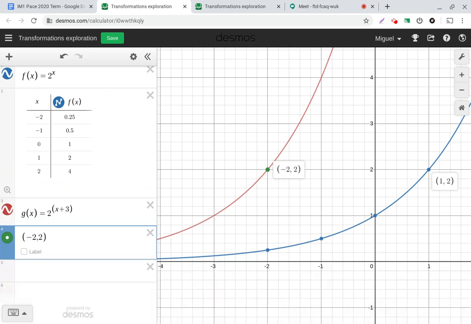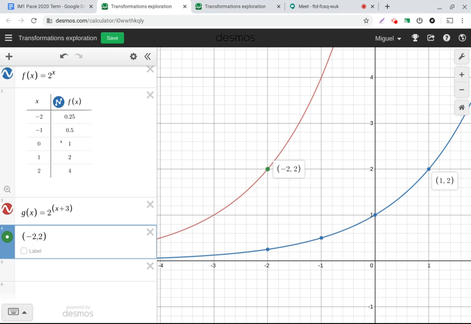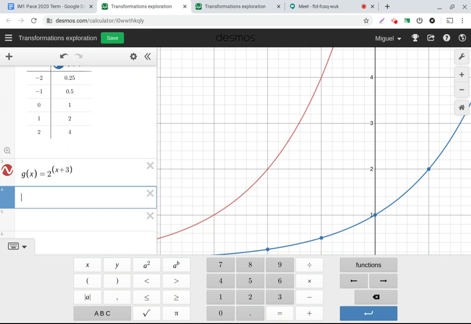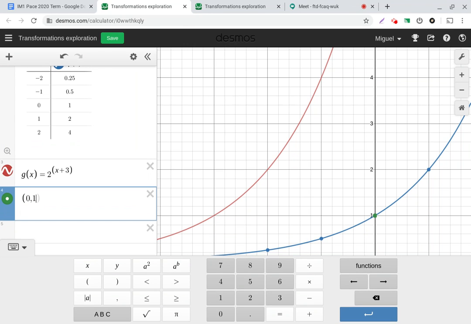So let's test out another point. Abby, pick one of these coordinates on f. One of these blue coordinates. 0, 1. Okay, 0, 1. So go ahead and type in the bottom 0, comma 1, right? And then make it blue.